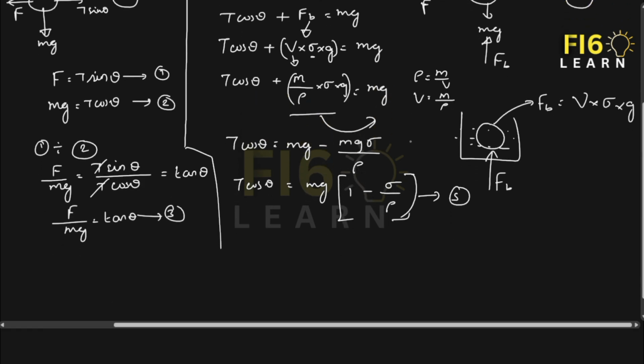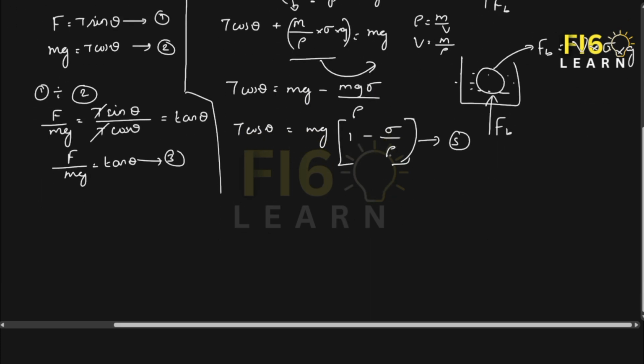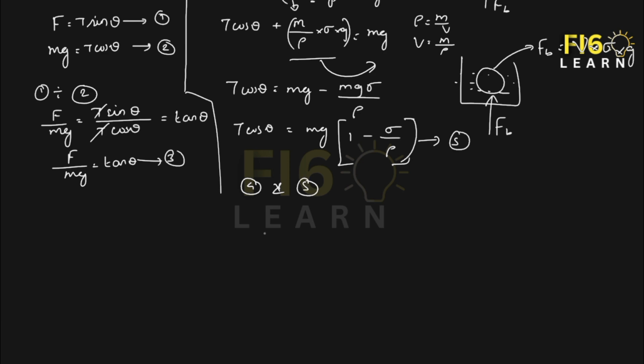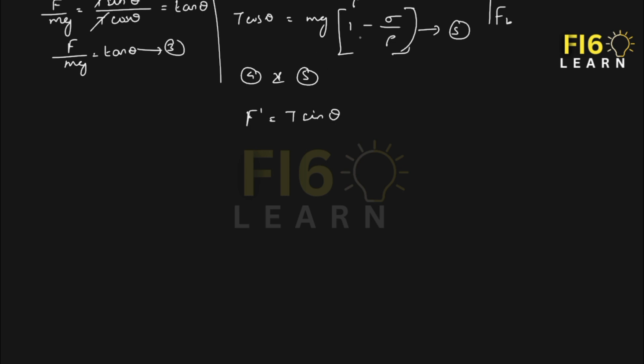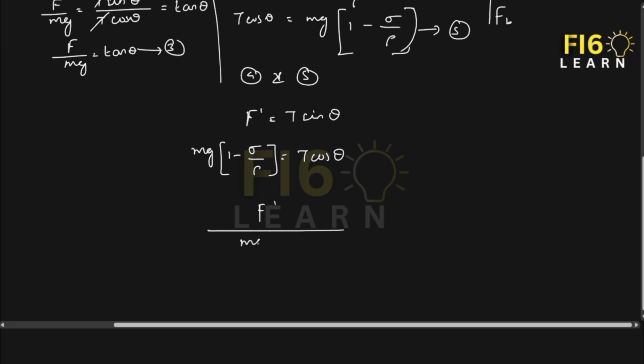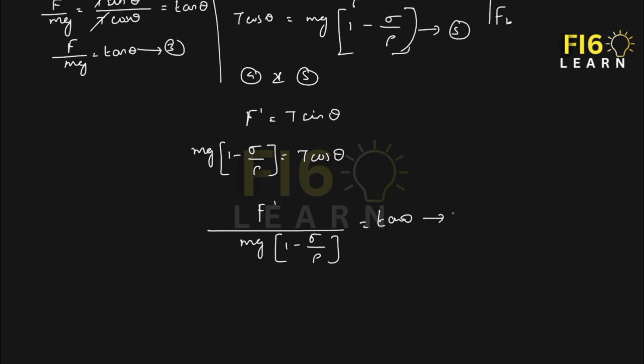Now you can divide equations 4 and 5. Equation 4 is F dash is equal to T sin theta. And in the second equation, I am writing the theta terms on the right side, so that I can get tan theta at the end. So mg into 1 minus sigma by rho is equal to T times cos theta. If you divide these two, you will get F dash by mg into 1 minus sigma by rho is equal to, this T and T will get cancelled, sin by cos will become tan theta. This is equation number 6.